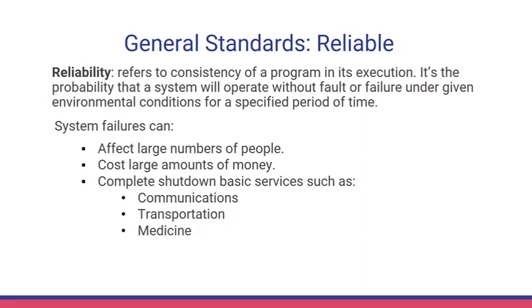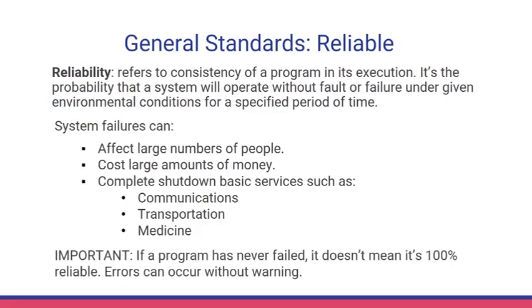Your program should also be reliable. Reliability refers to the consistency of a program in its execution. It is the probability that a system will operate without fault or failure under given environmental conditions for a specified period of time. System failures can affect a large number of people, can cost a lot of money, and can completely shut down basic services like communications, transportation, and medicine. It is important that you know that if a program has never failed, it doesn't mean it's 100% reliable. Errors can occur without a warning.